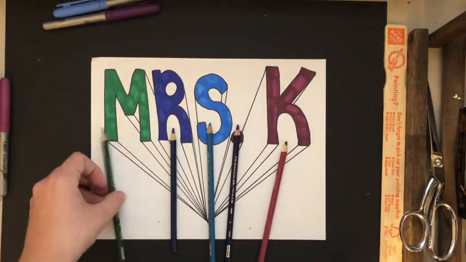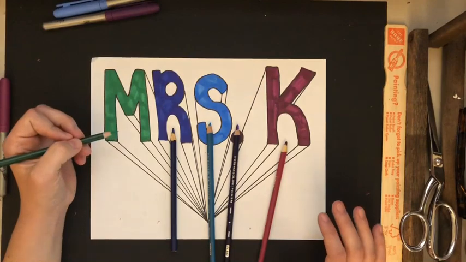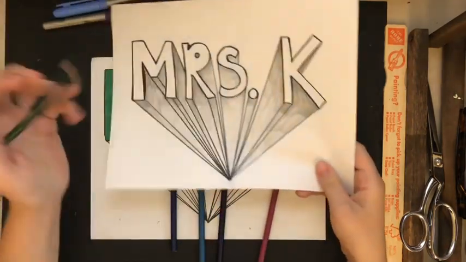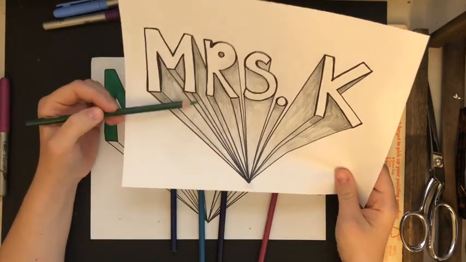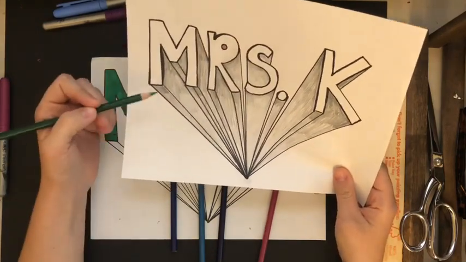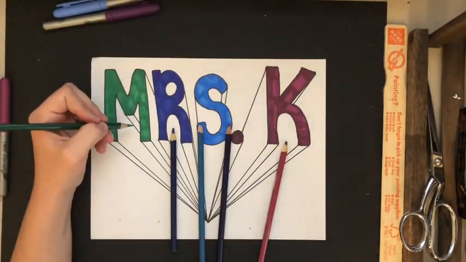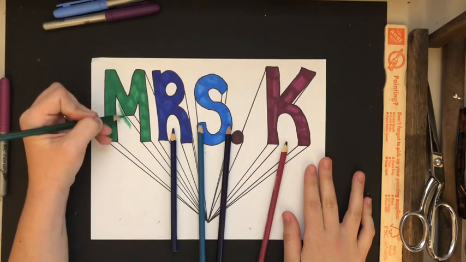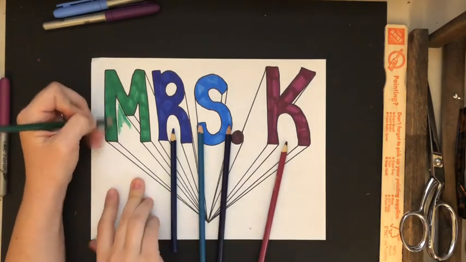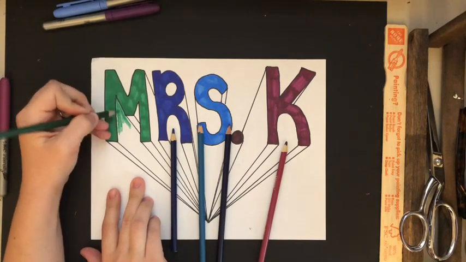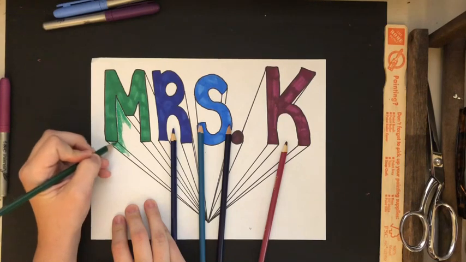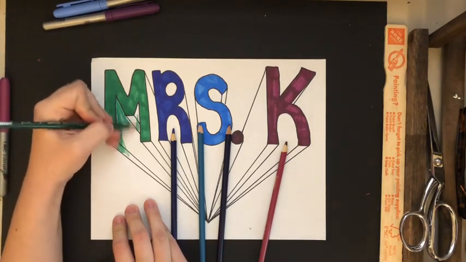So what I'm going to do is just, you want to create value, which is dark to light. So you're going to want, just like in my picture, you want to color near your letter by pushing down hard so that the color is more vibrant and darker. And then as it goes into the distance, it's going to get lighter. So you don't have to worry about the lines that you made. You can just color, so I'm going to color this whole section, pushing down pretty hard with my pencil.